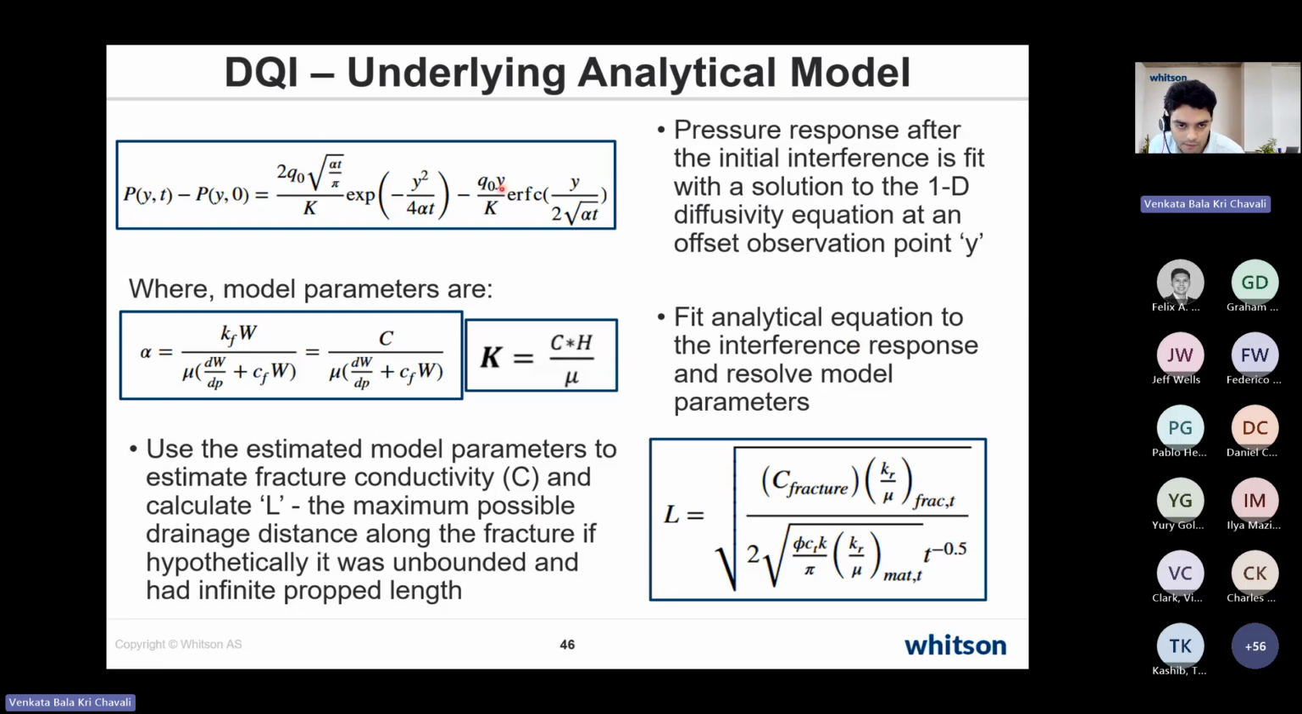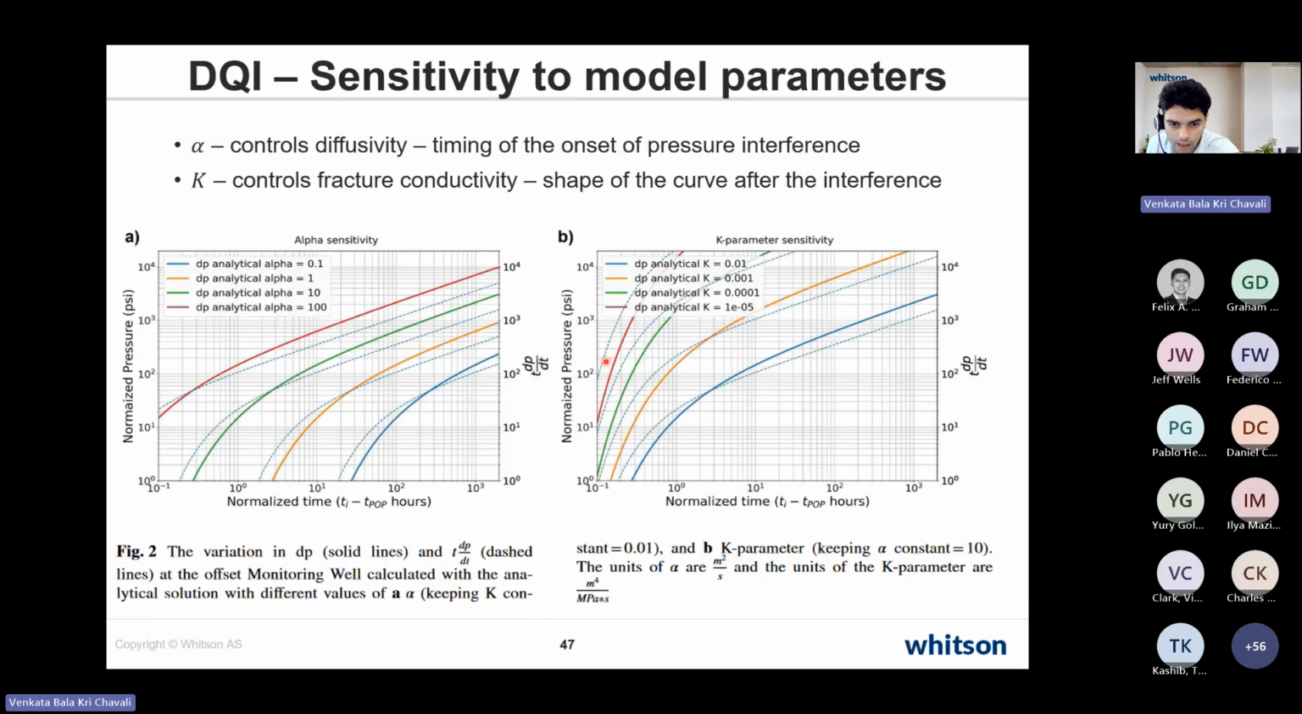But really what we're doing is this is the analytical model that we're fitting to those pressure differences. We're getting a sense of reservoir properties from there, and we're calculating a dimensionless drainage length that we can then associate the produced frac hit to. Okay, so given the fracture conductivity, we can then calculate the L, which is the maximum possible drainage distance along the fracture, if hypothetically it was unbounded. And I have some modifications that the paper recommends for bounded or unbounded wells, and we'll look into that in a quick second here. But let me give you some intuitive sense of how those parameters dictate the analytical model.